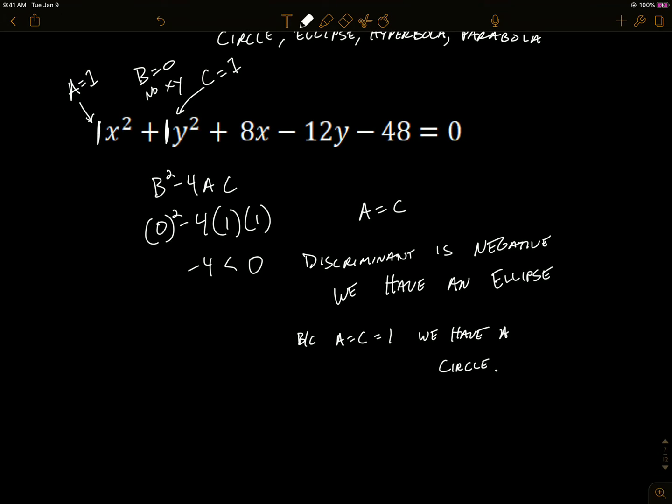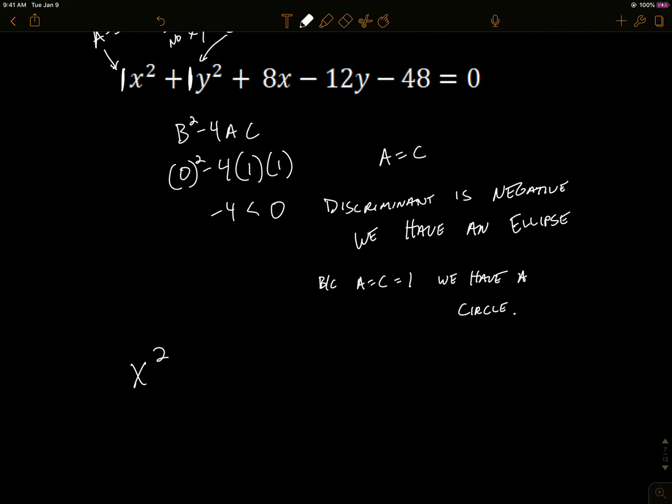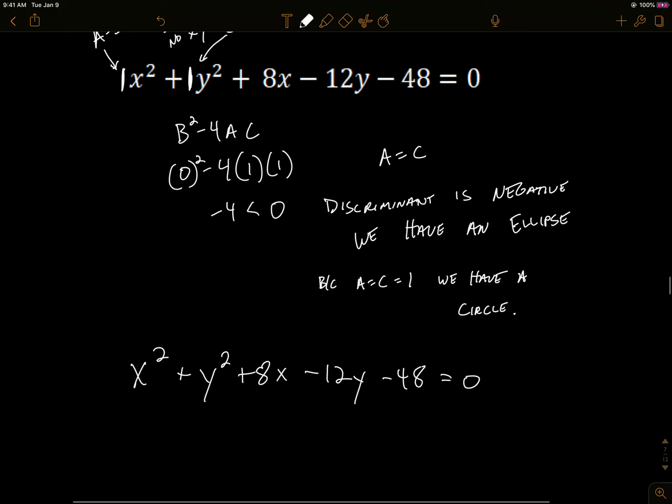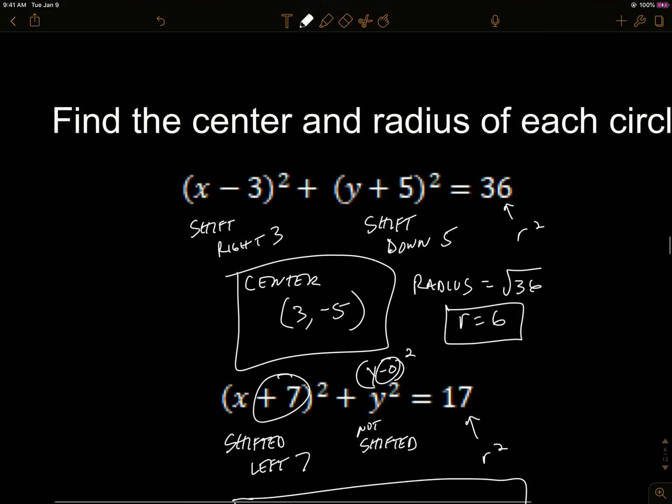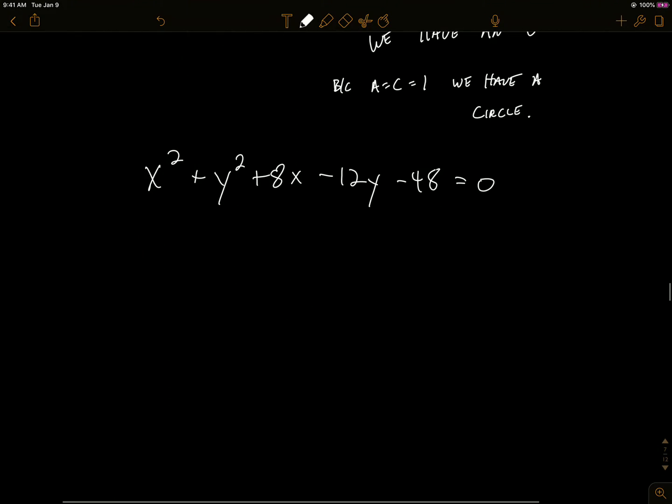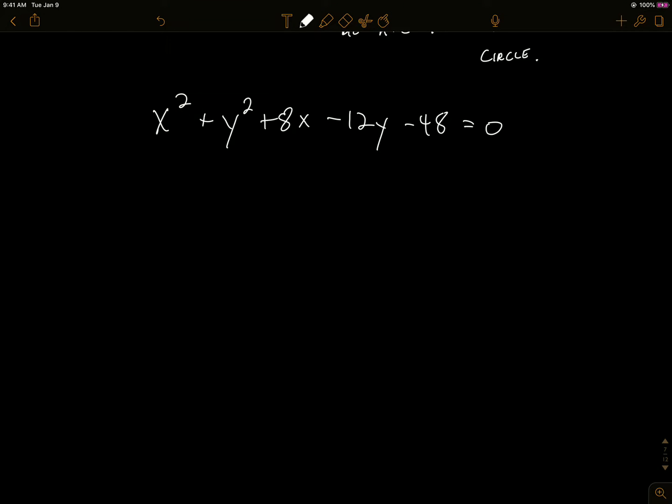Let's go a step further now. Since we have a circle, I'm going to rewrite it again. X squared plus y squared plus 8x minus 12y minus 48 equals 0. We want to look at how we can put this into graphing form. I'm giving you the equation here. It's like our first type of problem: given the equation, find the center and radius, right? We can't find the center and radius from this form. We have to put it into graphing form. So let's take a look at how we do that. The first thing is we group the x's with the x's and the y's with the y's.